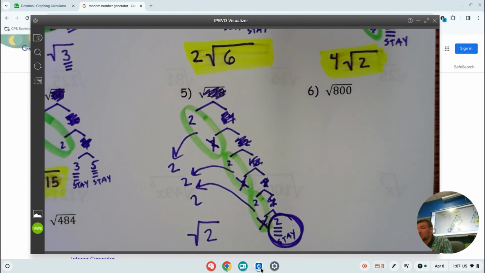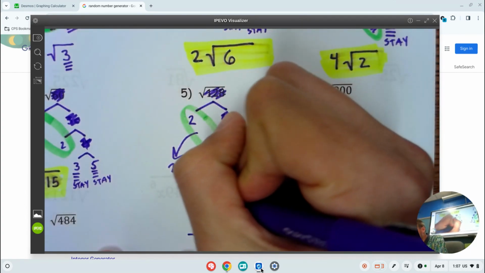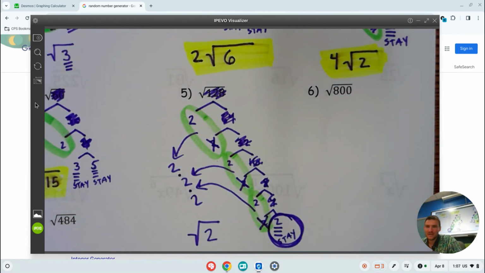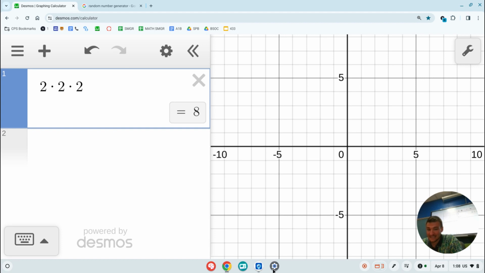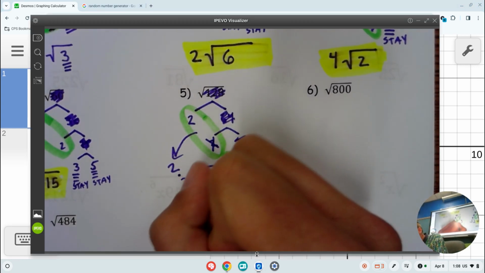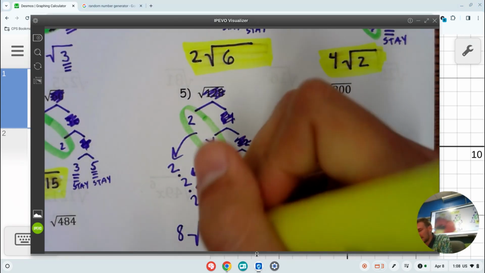So what is 2 times 2 times 2? Is it 6 or is it 8? I heard both. 2 times 2 times 2. This is like an Algebra 1's worst nightmare. 2 times 2 times 2 is 8. So the 8 goes out front, and it goes right here.